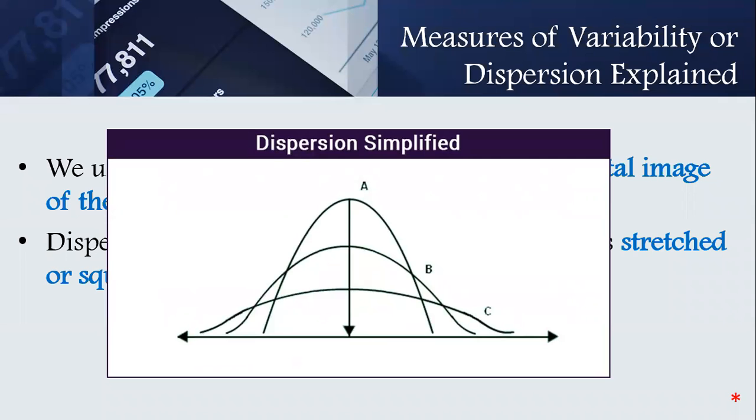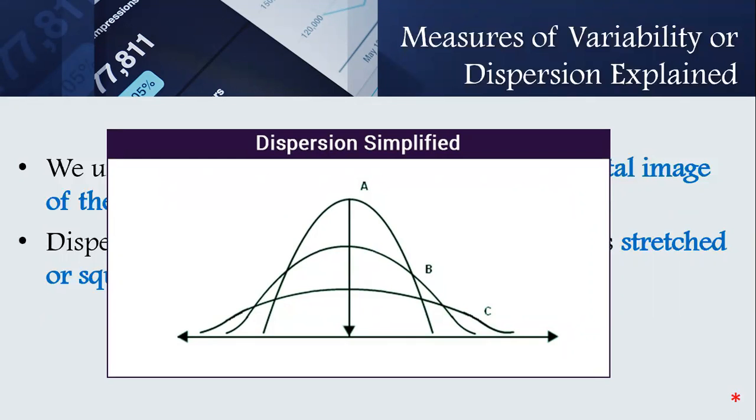Take this illustration as an example. In graph A, the distribution has a high peak, which indicates that most of the values in the distribution are concentrated around the center point or mean. On the other hand, in graph C, the distribution has a low peak, which indicates that most of the values in the distribution are spread out or dispersed from the center point or the mean.